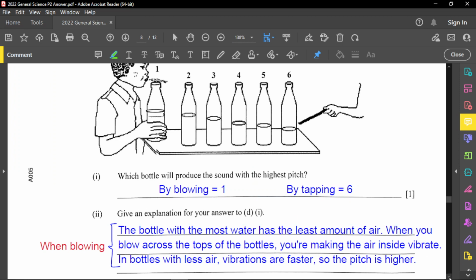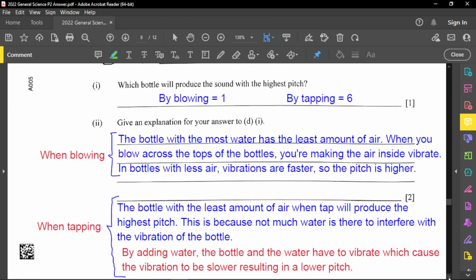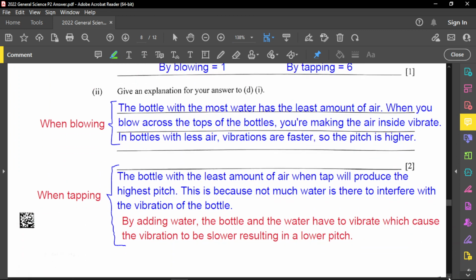And so here I'm going to explain the two scenarios. When blowing, the bottle with the most water has the least amount of air. So when you blow across the top of the bottle, you're making the air inside vibrate. So in bottles with less air, vibrations are faster, so the pitch is also higher. All right, and that's why number six will be the highest one.